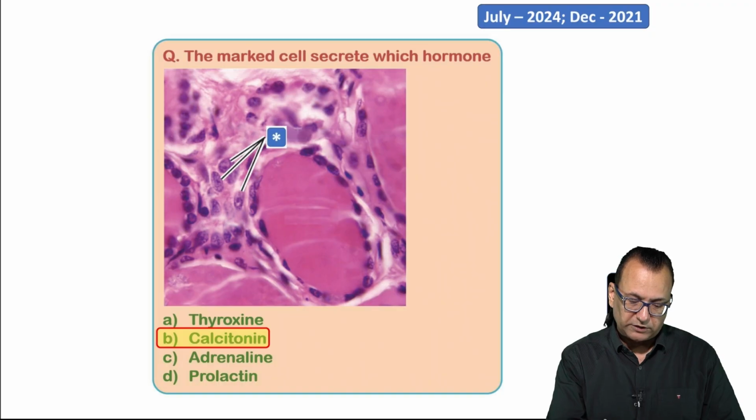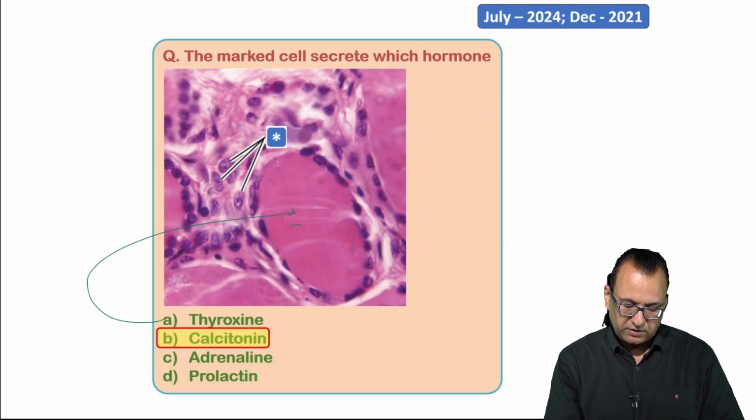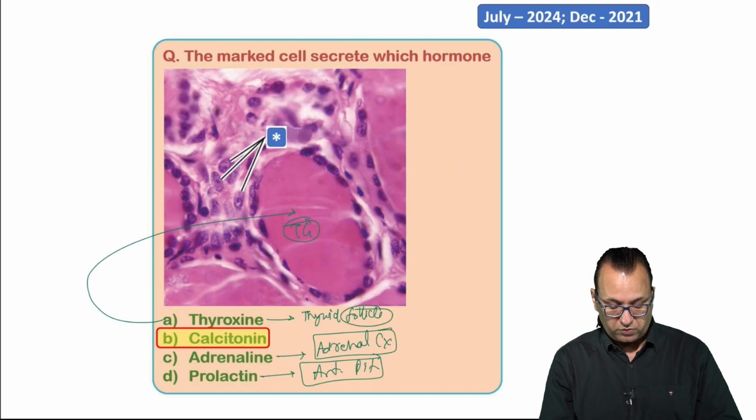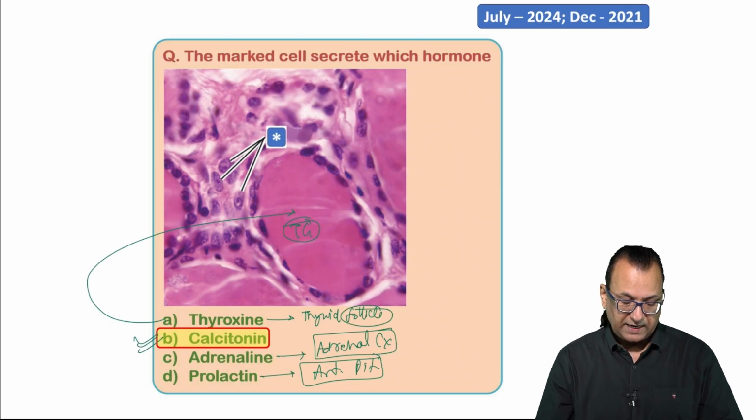What about thyroxine? Thyroxine and thyroglobulin are by the follicular cells, not the parafollicular cells. What about adrenaline? Adrenaline is given by adrenal medulla, not by thyroid or parathyroid. Prolactin is given by lactotropes of anterior pituitary, and thyroxine is by thyroid gland, meaning the thyroid follicle cells, and not the parafollicular cells. So that is why we will keep our answer as calcitonin here, choice number B.